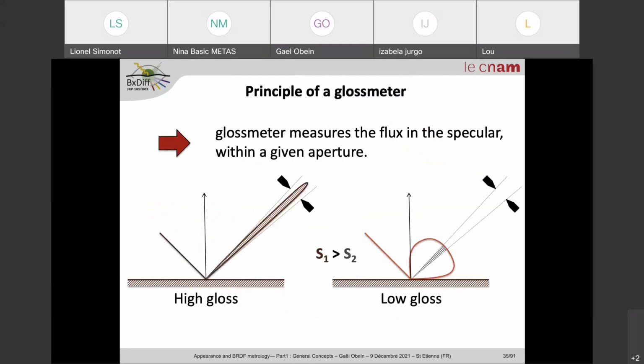The gloss meter is a device that illuminates the sample from a given direction, and then in the specular direction, you have an aperture, and you collect the light that is going through the aperture. So if it's a very glossy surface, you will get a lot of light. If it's a low gloss surface, you will get less light because the light is spread in the hemisphere, so you get less inside the collection aperture.